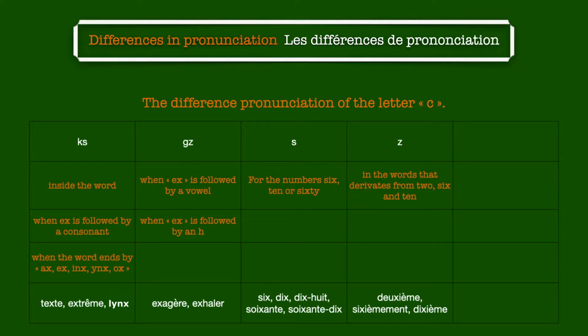The following possibility is X having a Z sound. This happens for the numbers that derive from 2, 6 and 10, like in Deuxième, sixième, dixième.